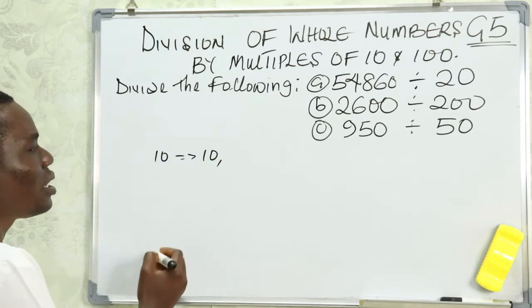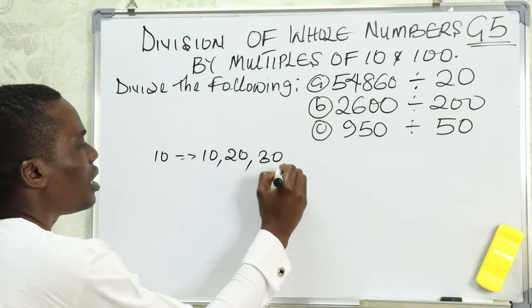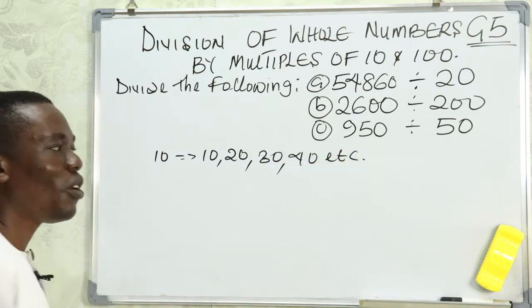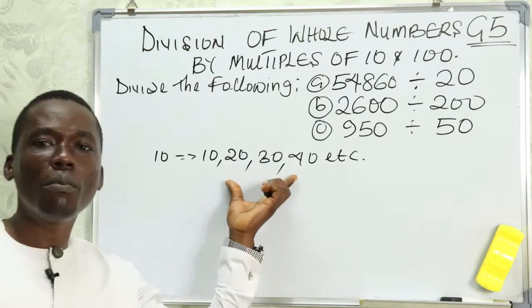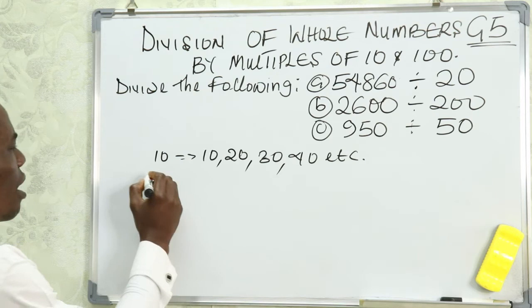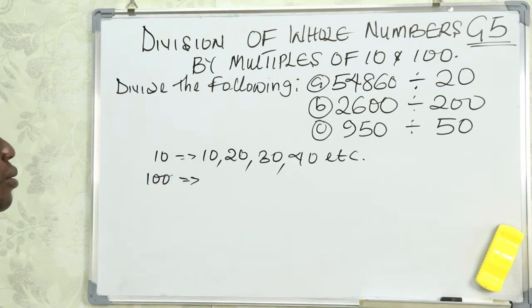That will give me 10. 10 by 2 will give me 20. 10 by 3 will give me 30. 10 by 4 will give me 40. And on and on. All these are the multiples of 10. Now assume I have a number 100 and I'm asked to find the multiples of 100.